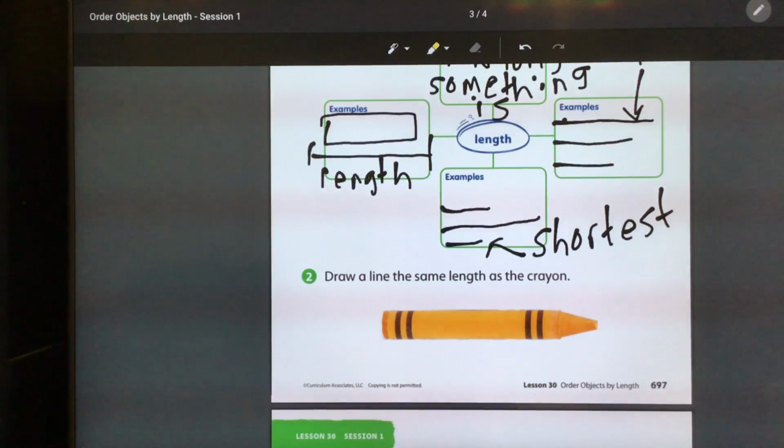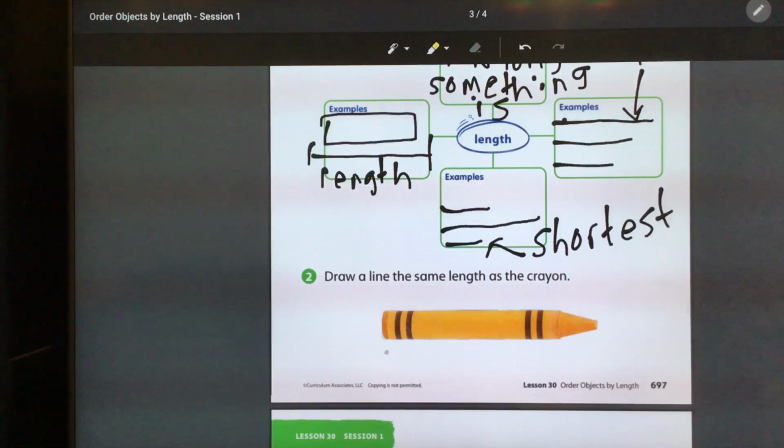Number 2 then, by the orange crayon, it says, draw a line the same length as the crayon. So underneath the crayon, we're going to draw a line is the same length. Remember that whenever you're doing this, you need to make sure you start where the crayon is. If you started your line here, that would not make sense because that crayon is not over there. So you have to start your line here, and then you have to end it where the crayon ends. That would be drawing a line that's the same length.